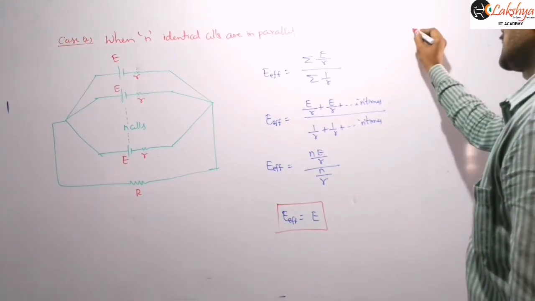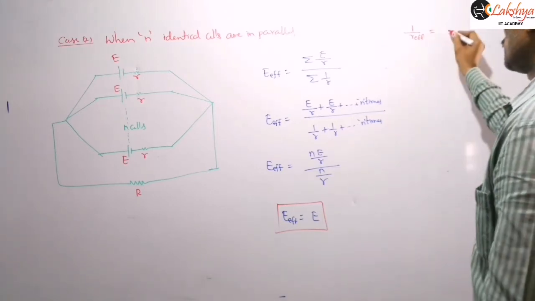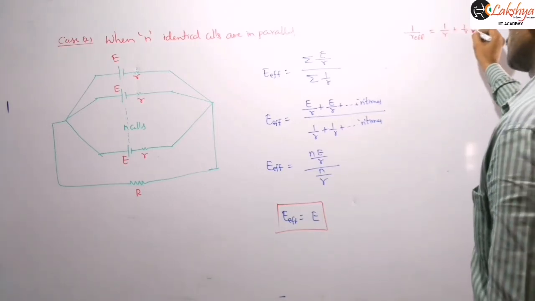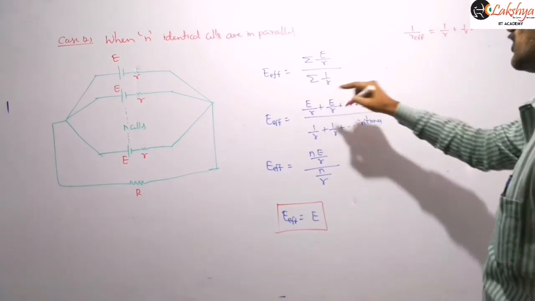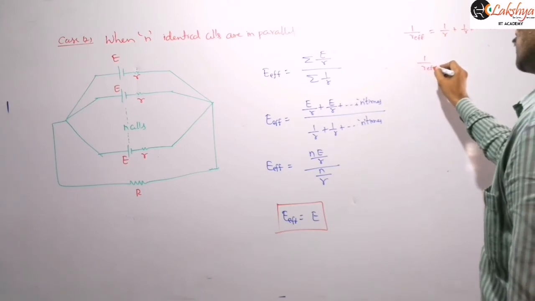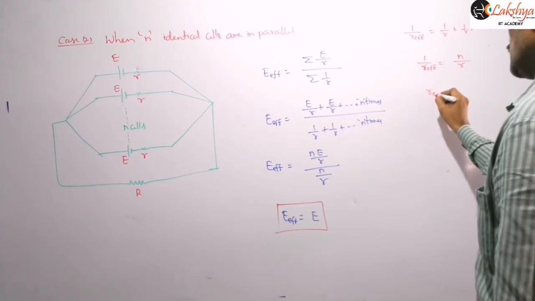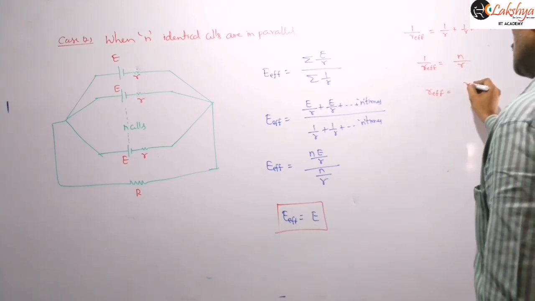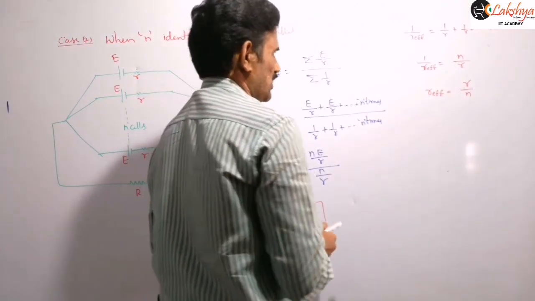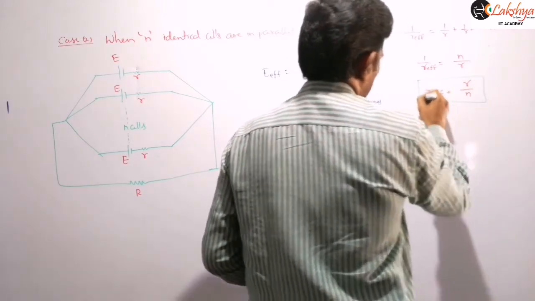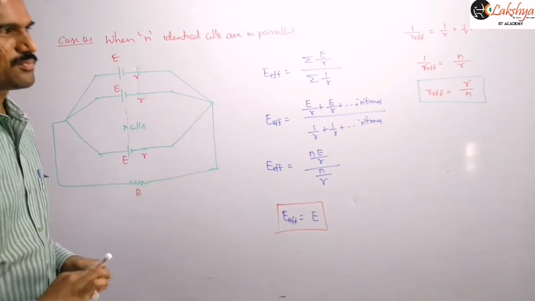Next let us write this R effective, that means internal resistance. So 1 by R effective means we need to write 1 by R plus 1 by R plus and so on n times. So this 1 by R effective is equal to n by R, or I am writing R effective is equal to R by n. And actually this we know already: when n identical resistors are in parallel, the effective resistance will be equal to R by n. We can write directly, or otherwise that is the procedure to write that.